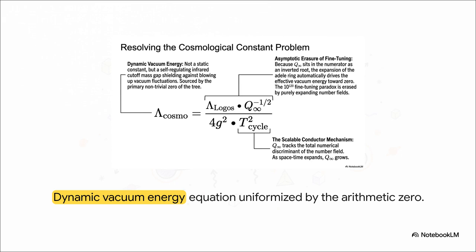Let's walk your eye through these variables. Notice the Q infinity term in the inverted square root? That represents a scalable global conductor. As the space-time volume of our macro-universe expands, this number field naturally grows with it. And because it sits right there in the denominator, the expansion of the Adele ring automatically drives the effective vacuum energy down towards zero. The fine-tuning problem is literally erased by expanding number fields.